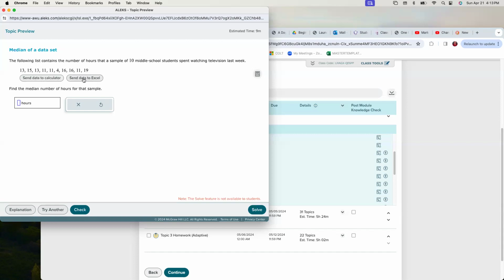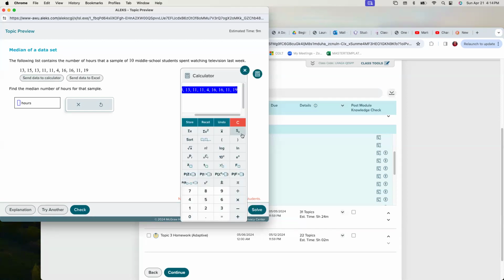There's probably a median command in Excel, I'm sure there is, but for here we're just going to send it to the calculator. This sort command is really nice here, and notice it'll put them in order. Now all I need to do is count how many observations I have, which is 1, 2, 3, 4, 5, 6, 7, 8, 9, 10.